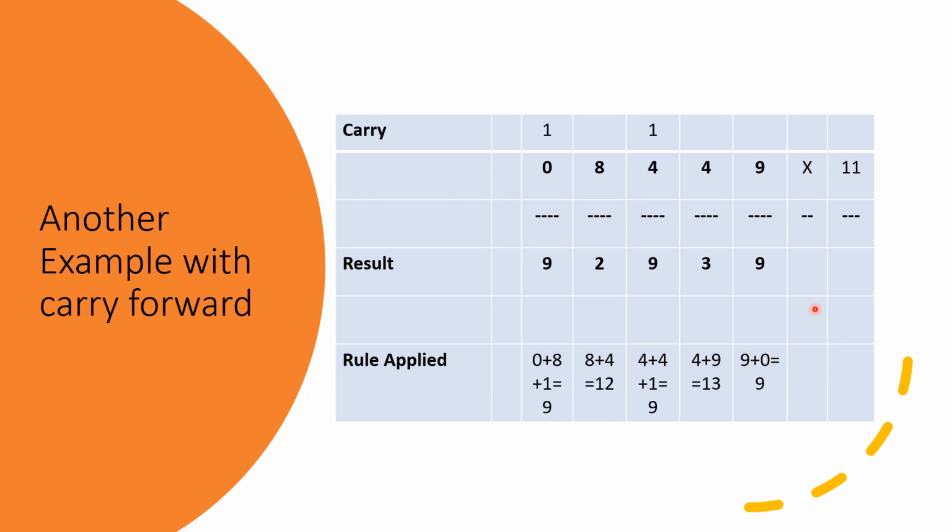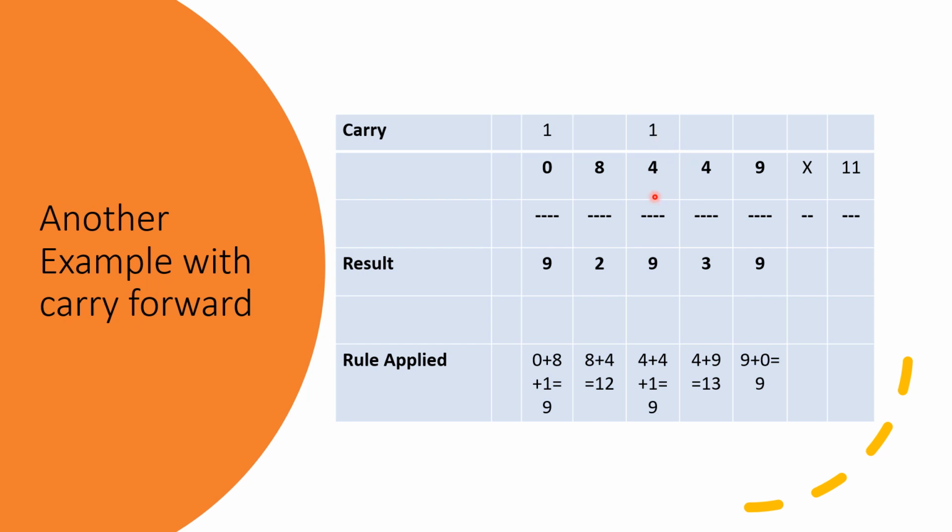Here is another example of multiplying a 4-digit number, 8449, by 11. This example is mentioned specifically to show you how the carry forwards will be worked out. We start with the number 9. There is no neighbor for 9, so it is 9 plus 0, it's 9. Then for the next digit it is 4 plus 9 equal to 13, so we keep 3 here and forward the carry 1 to the next digit.